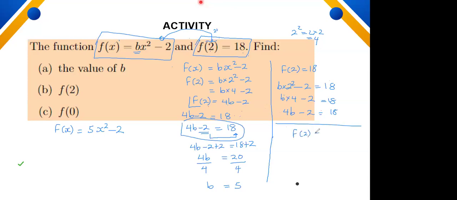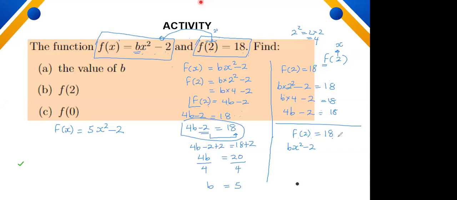Now, Emily, we say that our f of 2 is 18. So our function f is bx squared minus 2. So when you find f of 2, it means that this 2 inside the brackets is what represents your x. So in your function f, where you find x is where you put 2. Wherever you see x, put this value. They have told us that f of 2 is equal to 18. They are telling us that when you put 2 into the machine, the answer you get is 18.